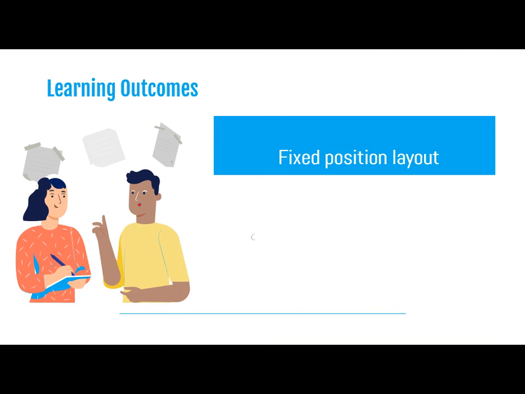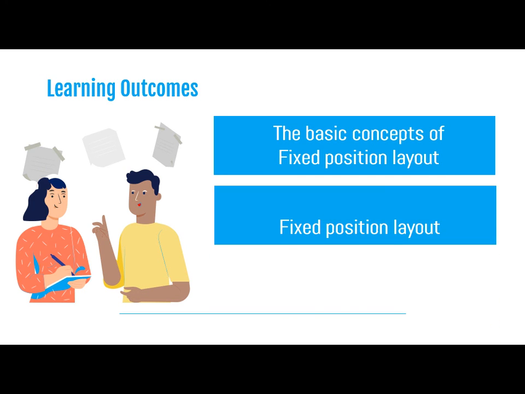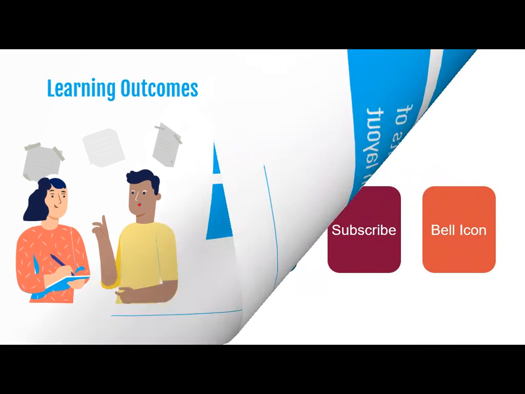Learning outcomes from today's lecture: we have seen the basic concepts of fixed position layout. We have seen the merits and demerits of fixed position layout. Also, we have seen the combination type of layout and the cellular type of layout.